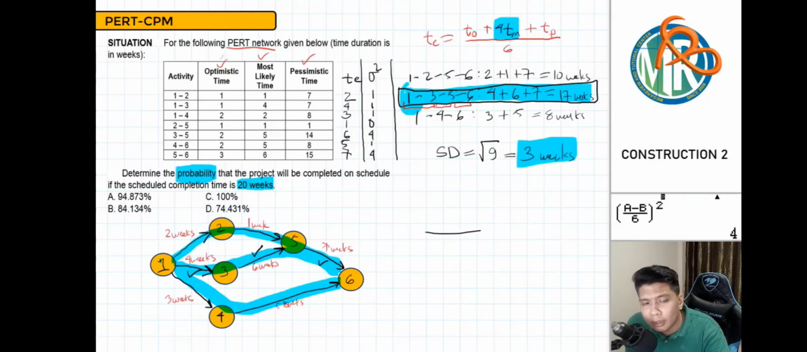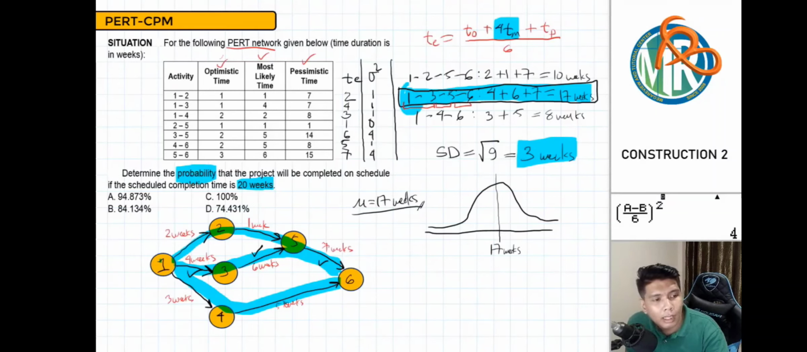So technically, we'll be utilizing the normal curve. Diba sa normal curve, yung gitna mo, this would be your expectation or your mean. So technically, yung expectation natin, mu, that is actually your 17 weeks, okay? That is your na-solve na project duration kanina, sa first item natin. Ngayon, ang tanong man sa atin, ano yung probability na matapos siya? The scheduled completion time is 20 weeks.